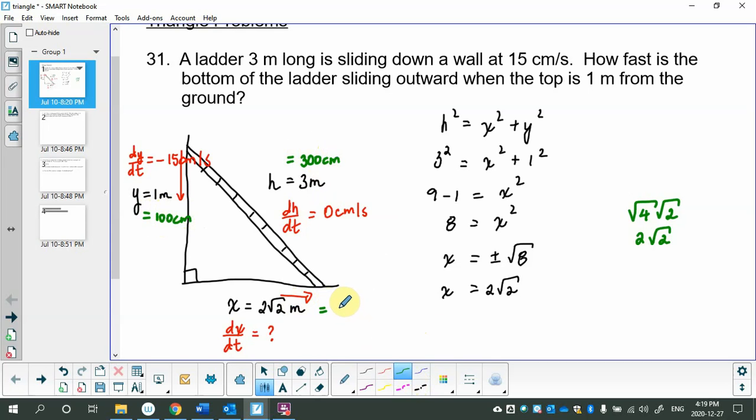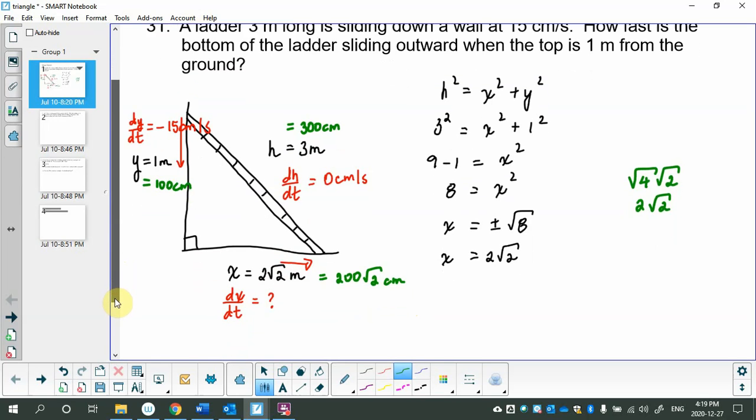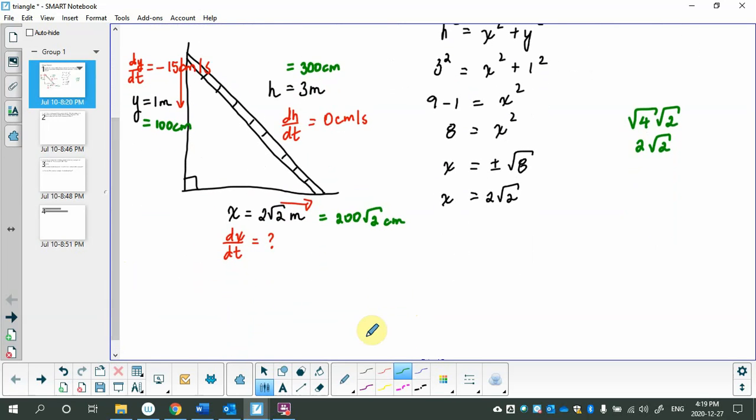And this will be 200 root 2 centimeters. And now I can start the question. I start with the same line as I did up here because it is relating all the rates together. That is the Pythagorean theorem. And now I'm going to take the derivative.